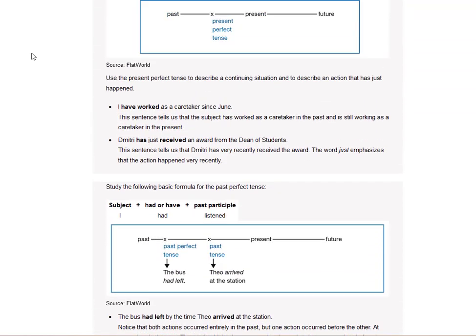So let me go over the book a little bit so that you can understand this a little more. Use the present perfect tense to describe a continuing situation and to describe an action that has just happened. I have worked as a caretaker since June. This sentence tells me that the subject has worked as a caretaker in the past and is still working as a caretaker in the present. Dmitri has just received an award from the Dean of Students. This sentence tells us that Dmitri has very recently received the award.